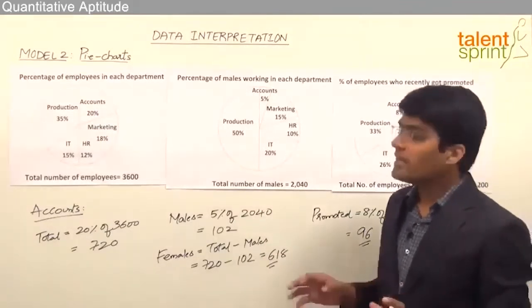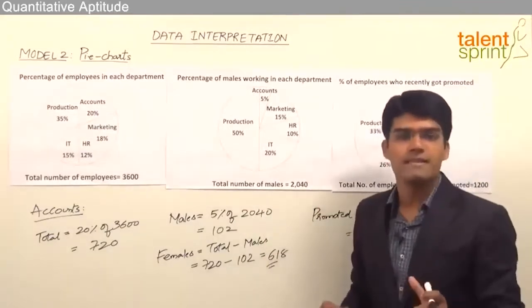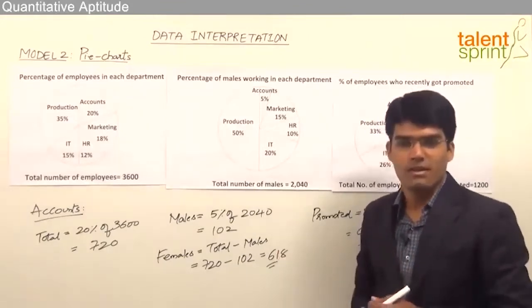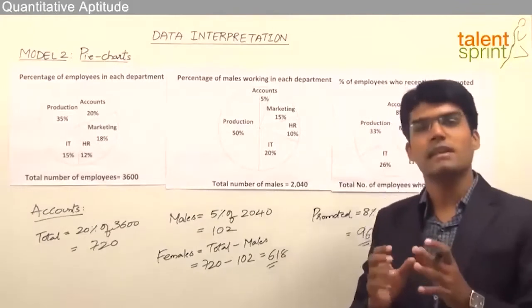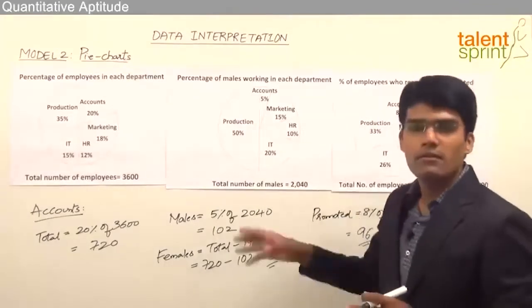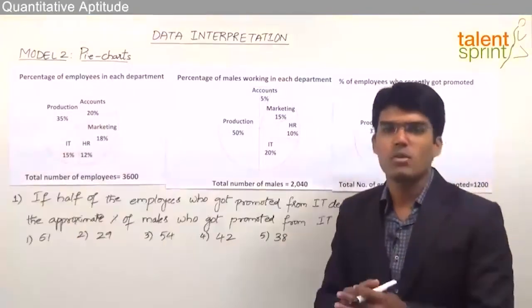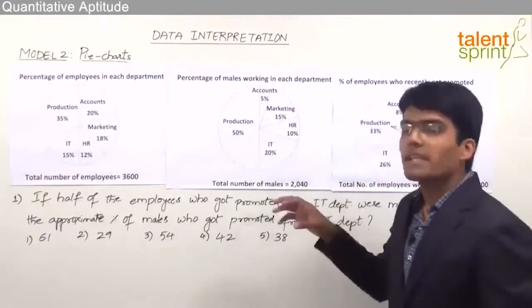But there is no point in finding out all the values in the beginning itself without reading the given questions. What we need to do here is read the questions one by one, and whatever is required as per the given question, that can be calculated from any of these three pie charts. Let us now look at the various questions that have been asked for the given pie charts.